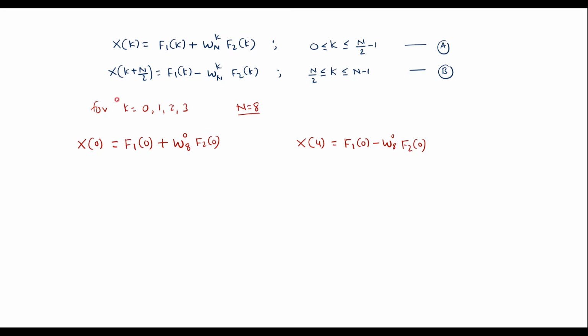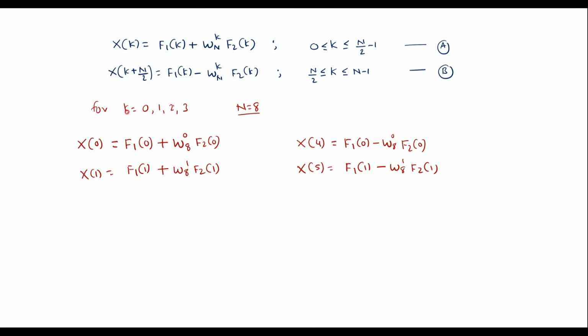So here x of 1 is equal to f1 of 1 plus w8 power 1 f2 of 1. Similarly, in this equation, if we substitute k equal to 1, it will be x of 1 plus 4, that is x of 5. That is x of 5 is equal to f1 of 1 minus w8 power 1 f2 of 1.